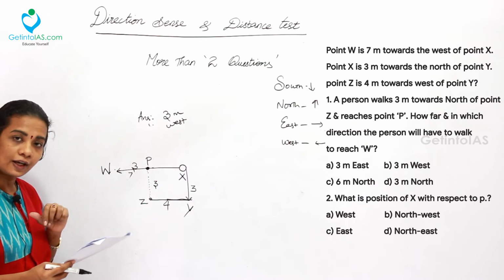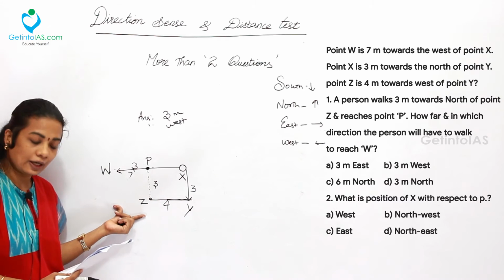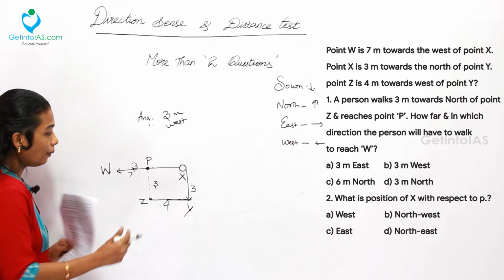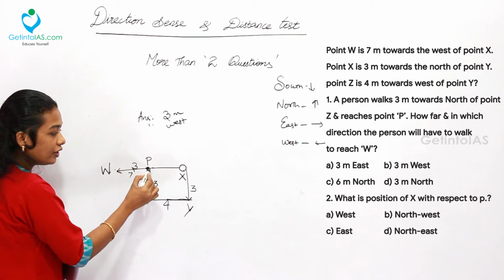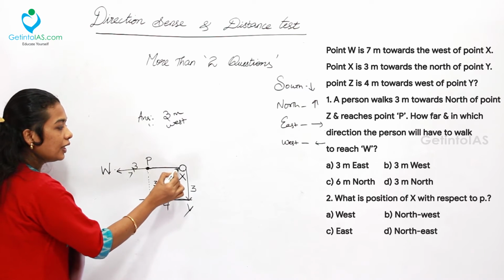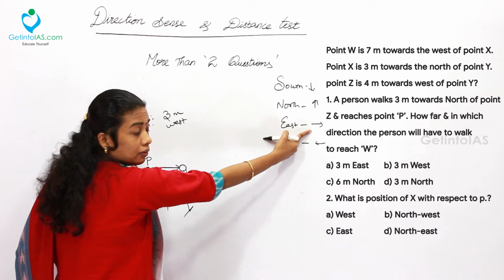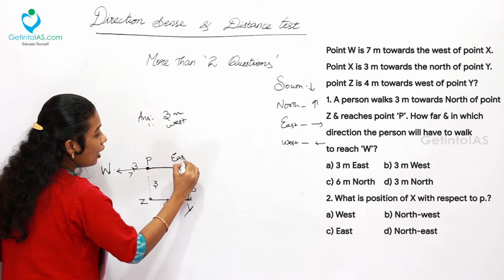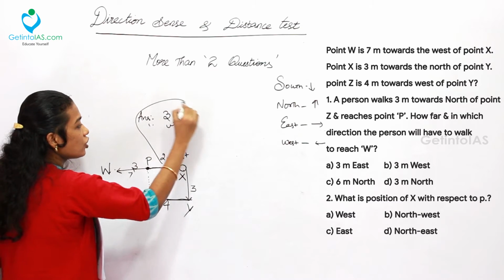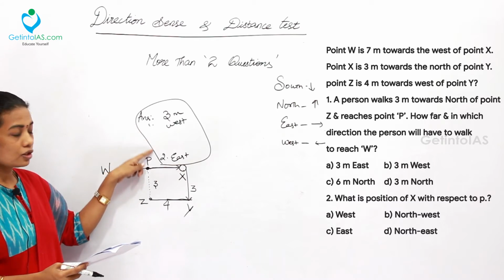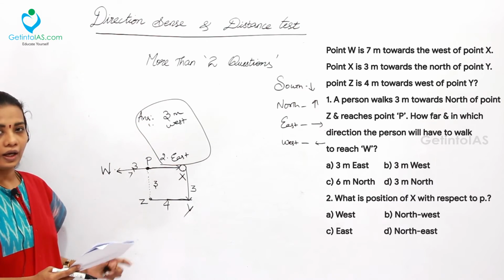Moving on to the second question with the same diagram. What is the position of X with respect to P? Position of X is here with respect to P. Simply it is located on the east. Just look at the arrow here, right side. So east is the answer for the second question, which is given in option C. So answers for these questions are 3 meter west and east.